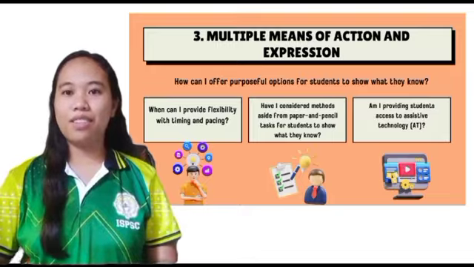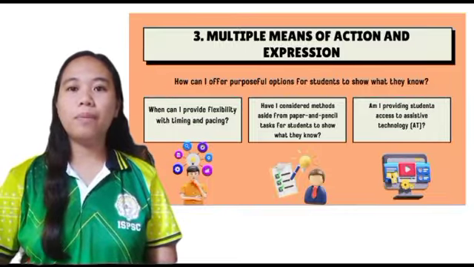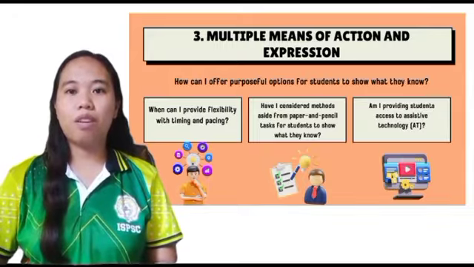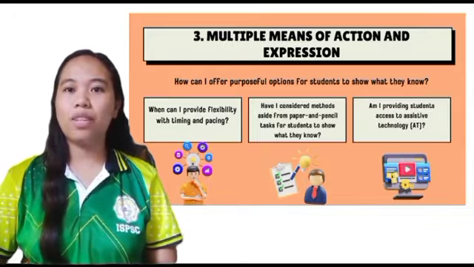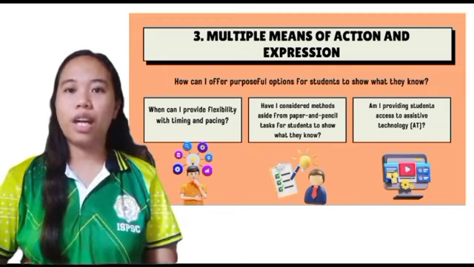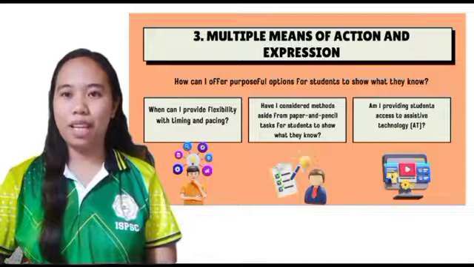Now let us discuss the third principle of universal design for learning, which is multiple means of action and expression. This principle focuses on providing students with diverse ways to demonstrate their learning, ensuring that all learners, regardless of their abilities or preferences, can effectively express what they know. To explore this principle, we will address four key questions that guide its implementation.